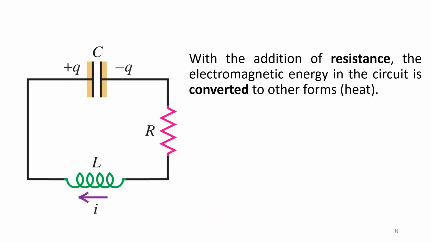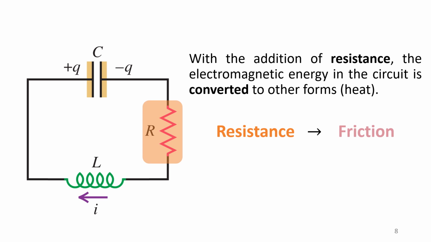So with the addition of resistance, the electromagnetic energy in the circuit, electromagnetic being the electric energy of the capacitor and the magnetic energy of the inductor, will be converted to other forms, namely thermal energy in terms of heat. So the introduction of resistance converts this EM energy into something that's irrecoverable.